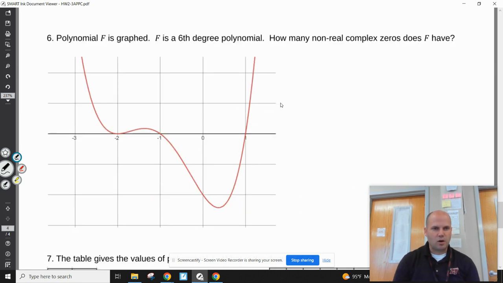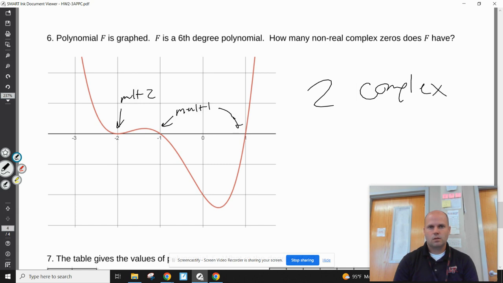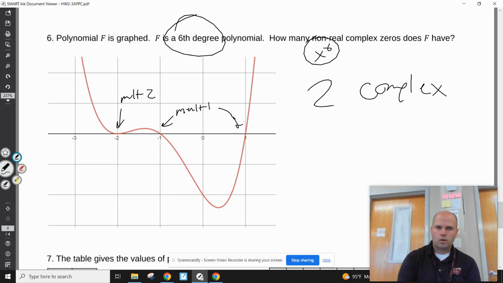This is a 6th degree polynomial. I see a double root here. We got a multiplicity of 2. It's occurring twice. We got a single root here. Multiplicity is 1. So I'm already at the third power. That's also a multiplicity of 1. So I'm at a fourth power. I'm going to have 2 complex. I got 4. We're a 6th degree. We got to be x to the 6th. So 4 real, 2 have to be complex to get to an x to the 6th.